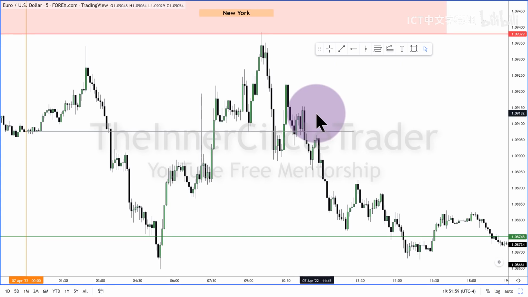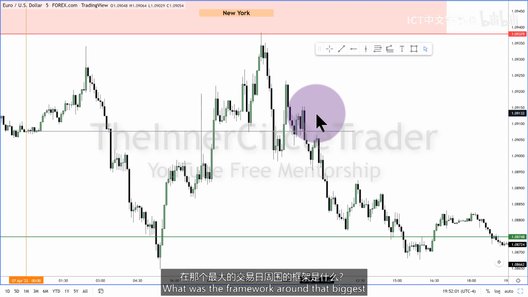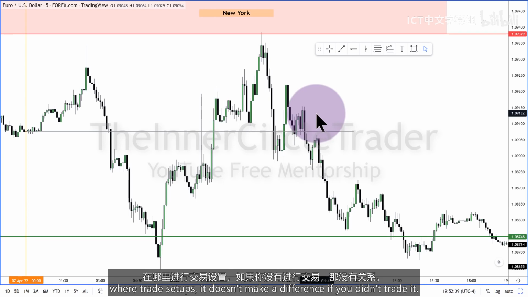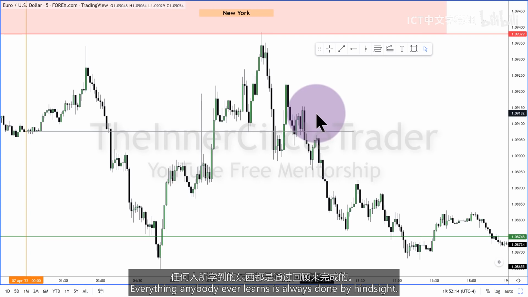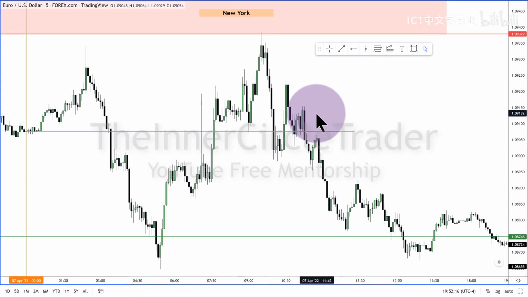When was the high formed? When was the low formed? What was the biggest day of the week? What was the framework around that biggest day of the week of movement? And then also break down, obviously, like we're showing you here, where trade setups were. It doesn't make a difference if you didn't trade it. Everything anybody ever learns is always done by hindsight.